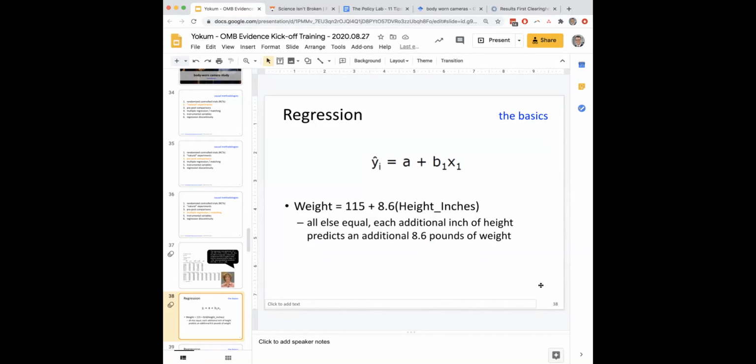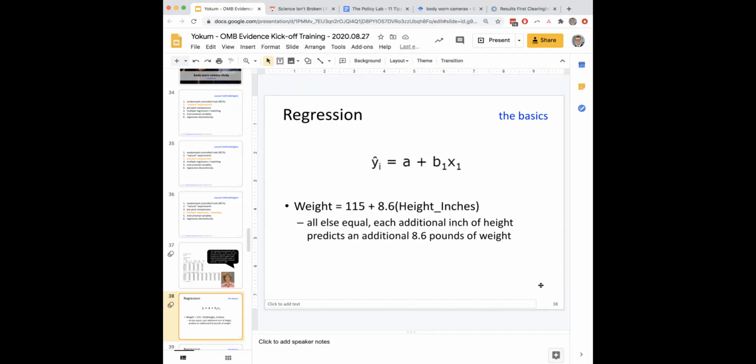In words, this is asking a question like, how can we predict how much a person is likely to weigh if all we know is something like how tall they are? And this is weight equals 115.8 plus 8.6 times height in inches. That 8.6 is the so-called regression coefficient. And all it's telling us is that, all else equal, with each additional inch of height that a person has, we're going to up our prediction of their weight by 8.6 pounds. And if you didn't know anything about a person's height, you would guess that their weight was this average, 115.